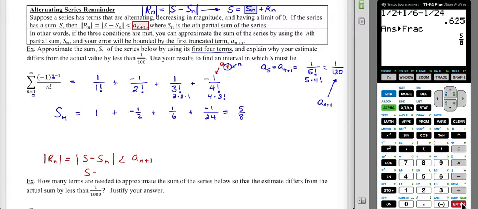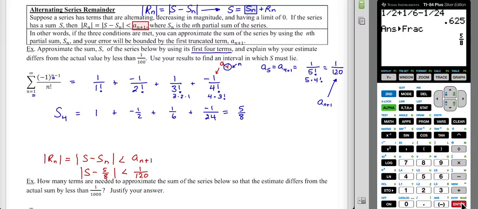S minus 5/8 is going to be less than 1/120. So approximate the sum S of the series by using the first 4 terms and explain why your sum differs from the actual value by less than 1/100th. Okay, so we did that.